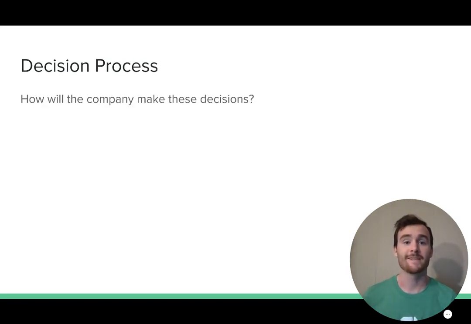The second D is decision process. So once you pass their checklist, how are they going to make a decision? Who is involved in the buying circle? How long is it going to take? And what actual steps does their team take in order to come to a decision?